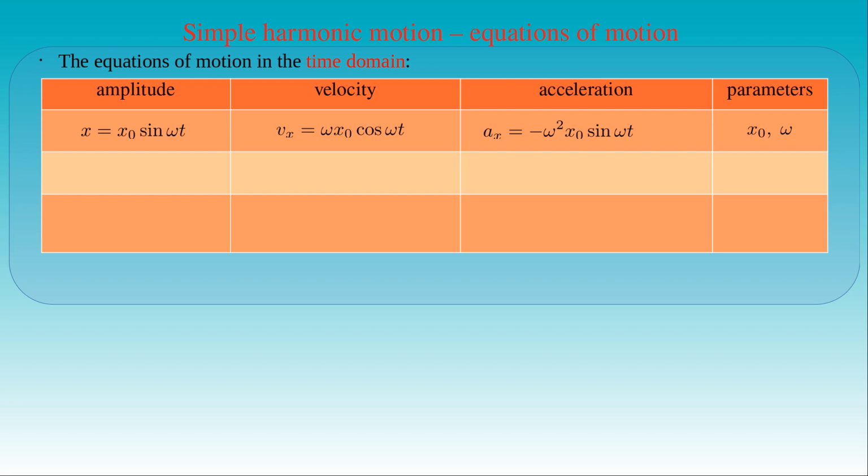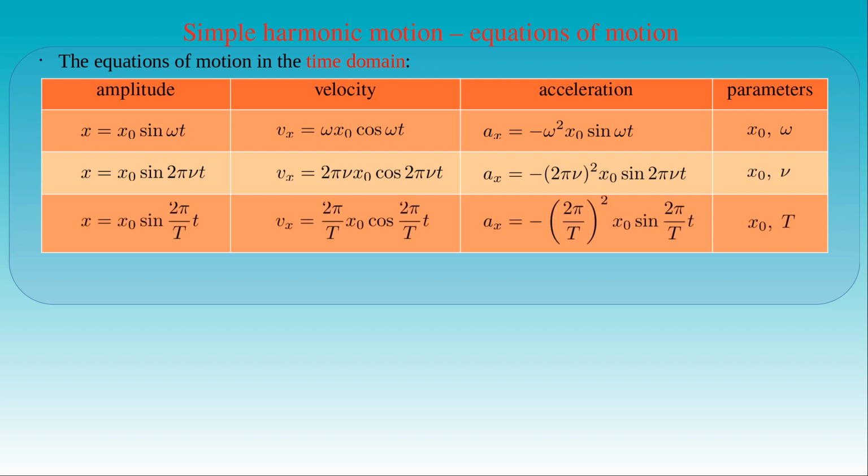We can use the frequency nu of the oscillation instead of the angular frequency omega. Then we obtain the equations of motion in the following form, where we replaced omega with 2 pi nu in each equation. In the original form of the equations of motion we use the period t of the cycle as the second parameter. Then we obtain these equations from the equations in the third line of the table by substituting the frequency nu with the reciprocal of the period t.